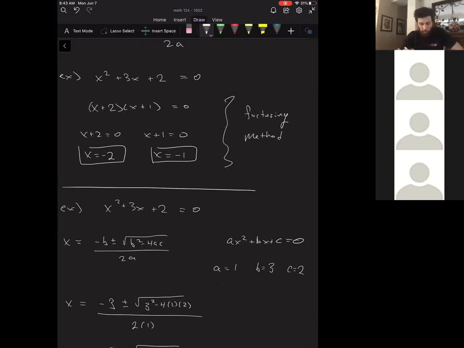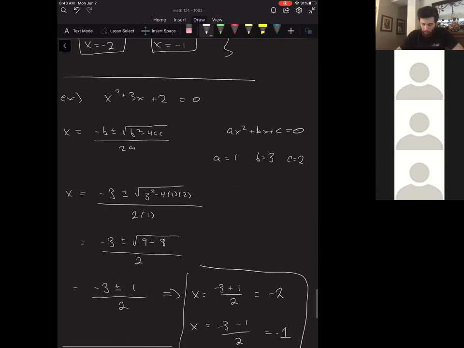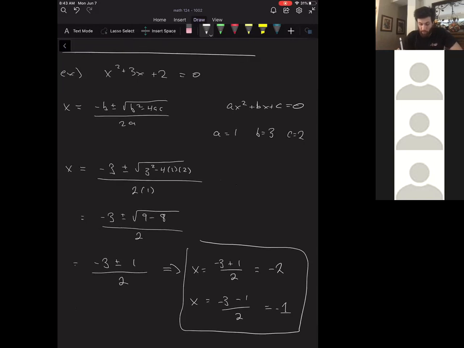But notice that when we can factor, we did this problem just in a couple of steps. But when we're doing the quadratic formula, it takes multiple steps to get the answer, just because it's a little bit more tedious. However, now let's do an example where we actually need to use the quadratic formula.